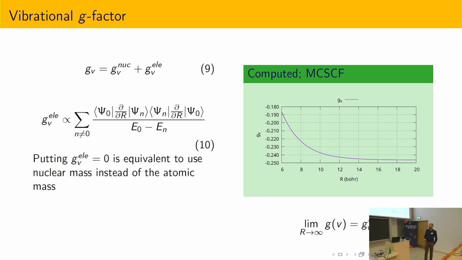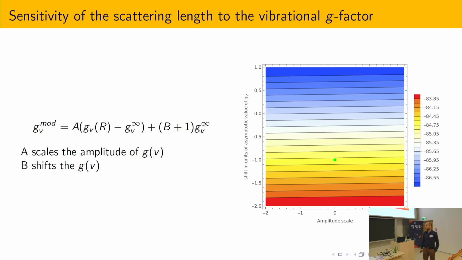Using this equation and response theory, we can obtain the G factor, and you see more or less how it behaves on this curve. What you can expect in the long range part is that it reaches a constant value, and this simplifies the calculation a lot in practice. But because our calculations for the G factor are not as precise as for the potential energy curve, we would like to study how sensitive the scattering length is to a change in the G factor. To do this, we scale the shape of the curve by two parameters.